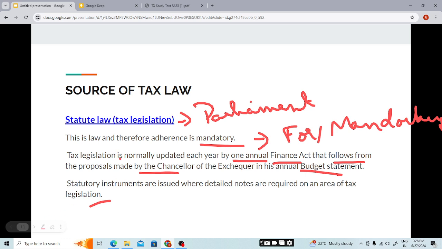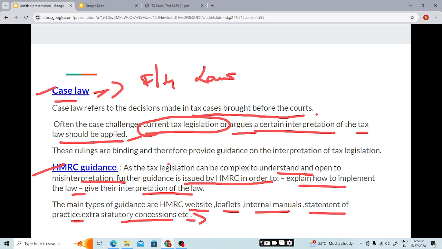Sources of tax laws, as mentioned by me: what are the sources of the tax laws? The legislation: the parliament will release the Finance Act every year, as in India we have the finance acts or the budgets. In that, the taxation rules for the next tax year will be published by the parliament. If we have any issues, then we can get guidance through case laws, or HMRC also will provide guidance through their websites, leaflets, internal manuals, statements of practice. They provide the interpretation of the law and how to apply it, which the parliament has issued.